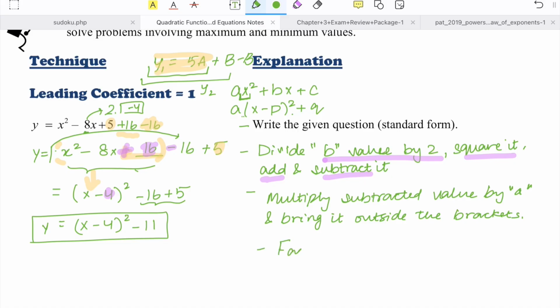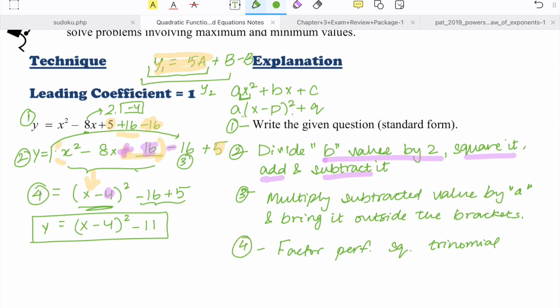And then we are going to factor our perfect square trinomial, which was this step right here. Step 1 was this, step 2 happened here, step 3 also happened here, step 4, factoring it, happened here.